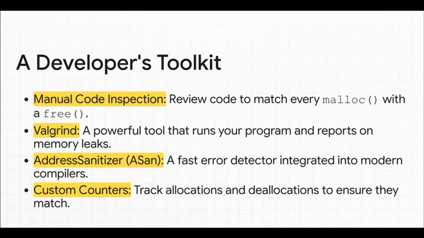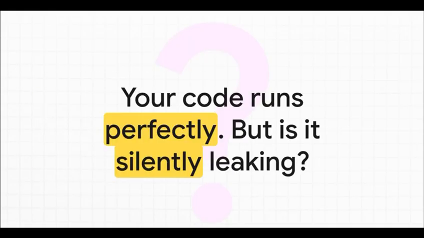But for some real firepower, you have tools like Valgrind. It's an absolute legend in the C community for sniffing out memory problems. Modern compilers also have amazing tools built right in, like Address Sanitizer or ASAN, which is super fast and effective. You can even get creative and build your own simple counters to just make sure your malloc and free counts always match up. And that brings us to our final question.